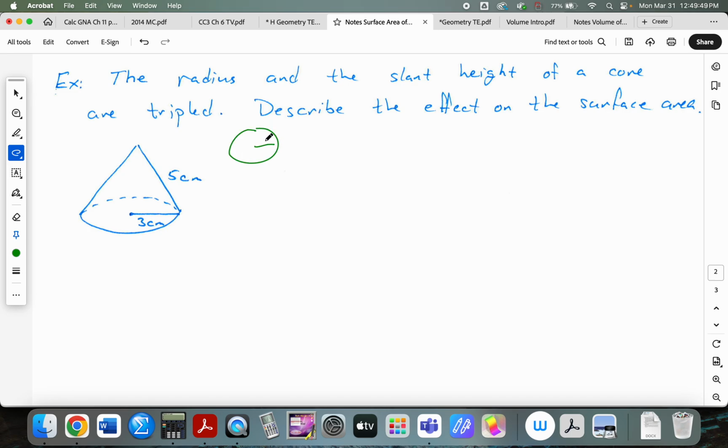So my base is a circle with a radius of 3. Circumference is 2 times pi times the radius. So it's 2 times pi times 3 is 6 pi. The base area is going to be pi times the radius squared. So it'll be pi times 3 squared is 9 pi.